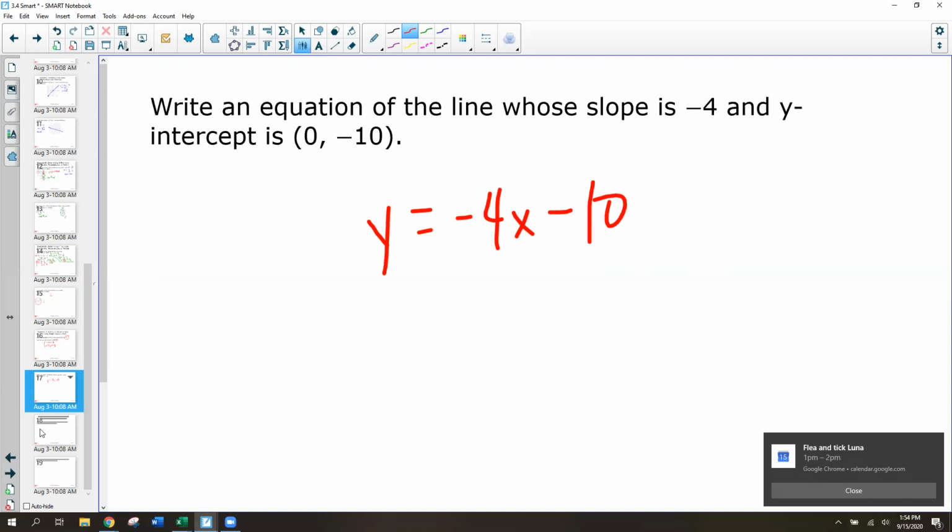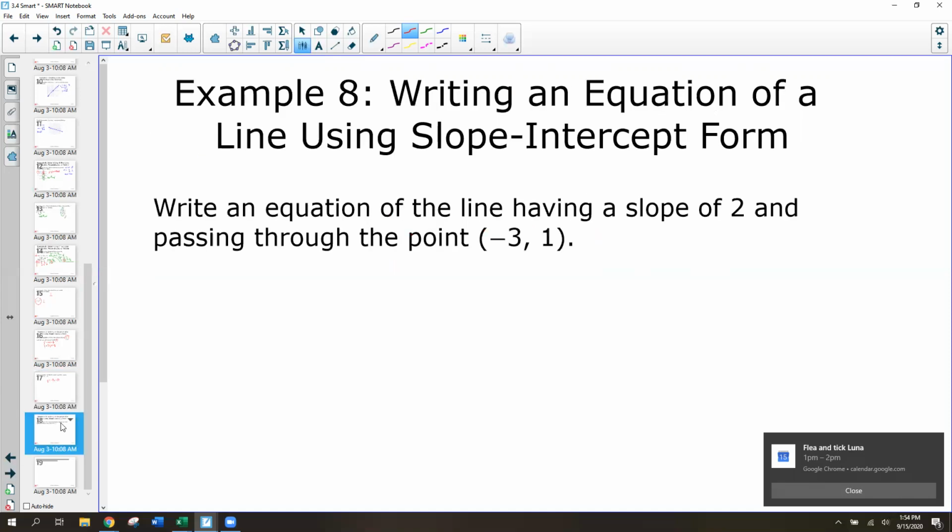All right, 2 more quick examples here. So write the equation of a line, pardon me, having a slope of 2 and passing through the point (-3, 1). In this case, I don't have the y-intercept, so my job is to find it. Based on the information I have, I can do that.